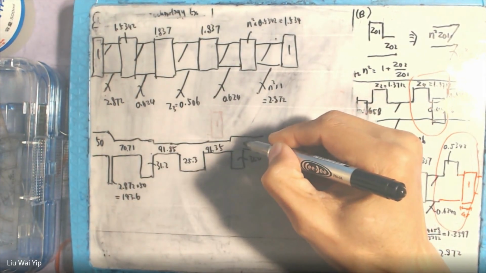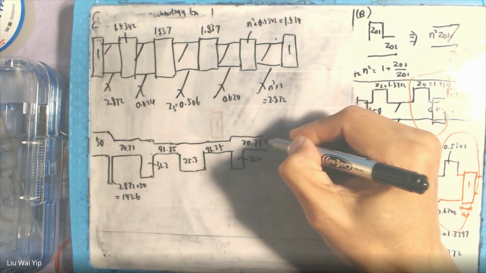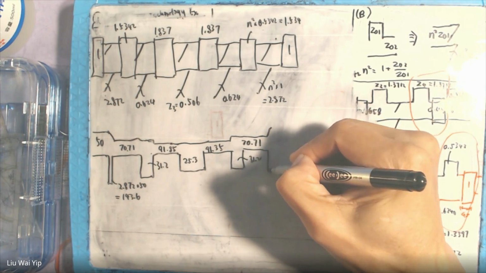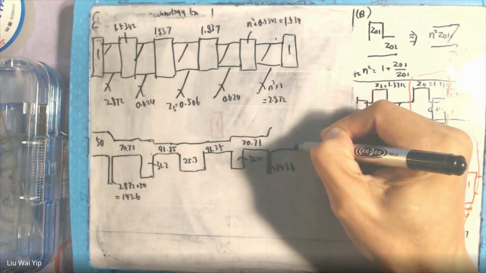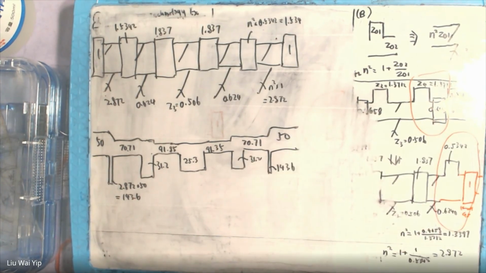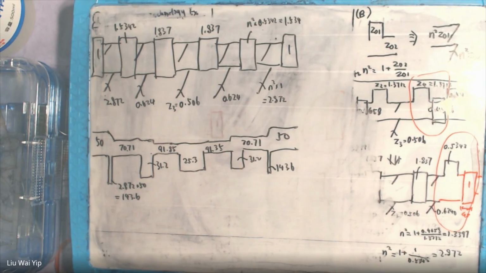This one, 70.1, 143.6, and 50. So this is the transmission line that looks like this. This is the kind of solution that appears in the printed circuit. But the question asks you to implement this circuit in Rogers. So what can you do?